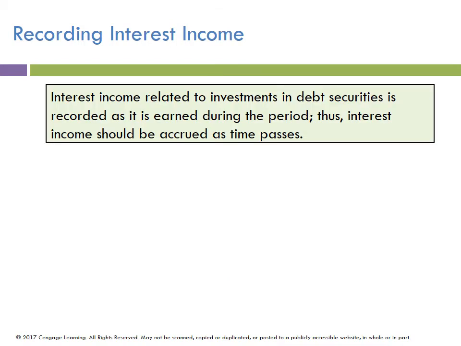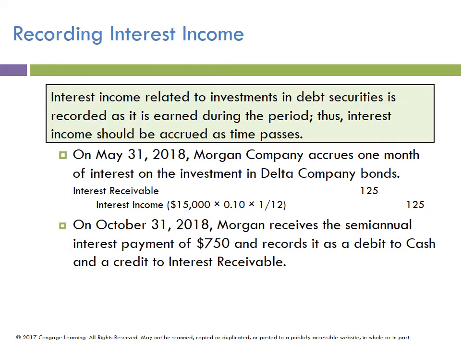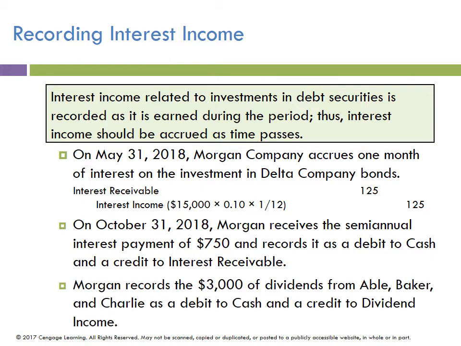When you receive interest income related to investments in debt securities, it's recorded as it is earned during the period. Thus, interest income should be accrued as time passes if you need to. So on May 31st, Morgan Company accrues 1 month of interest on the investment in Delta Company bonds because they've earned 1 month of interest, and they may have to record it in order to have an adequate financial statement. Debit interest receivable, credit interest income. On October 31st, Morgan receives this first semi-annual interest payment of $750 and records it as a debit to cash and a credit to interest receivable.